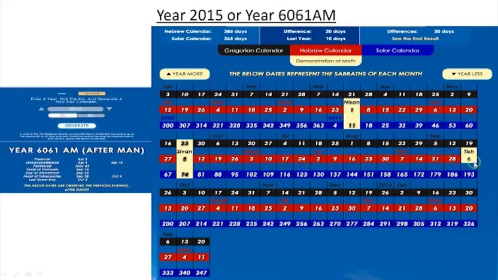And if you check, you would see that that Sabbath of the 6th of the 7th month, it is in agreement with the Gregorian calendar of 19.